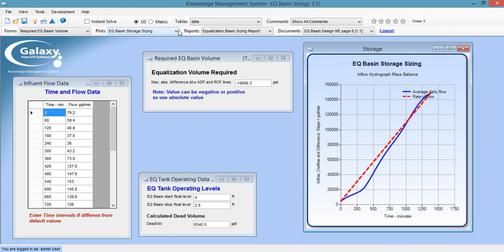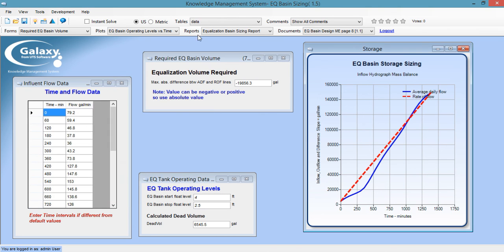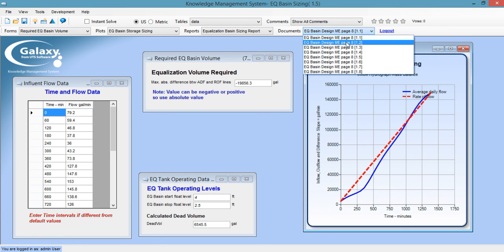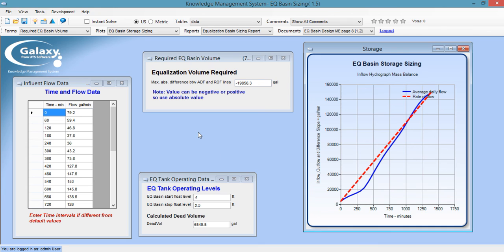You have your storage, you have levels versus time. This would be the EQ basin level versus time based on what we're pumping out at a constant rate. We had the inflow, and here we have storage we've eliminated. So we have these abilities, and you have the ability to create a report, which we haven't done. And here you can go and you can call up the reference information that this was based on. So you have a complete package for optimizing the operation of your equalization basin.